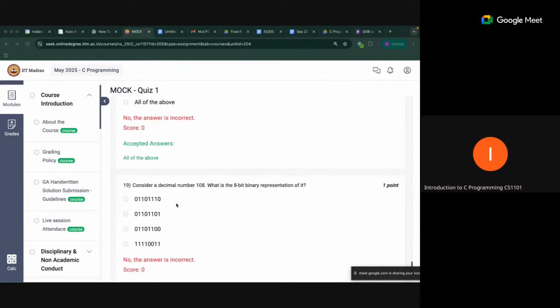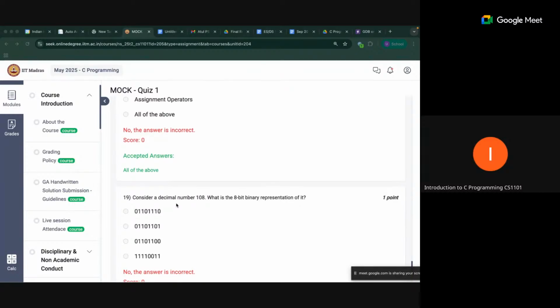So consider the decimal number 108. What is the 8-bit representation of it? Option C.